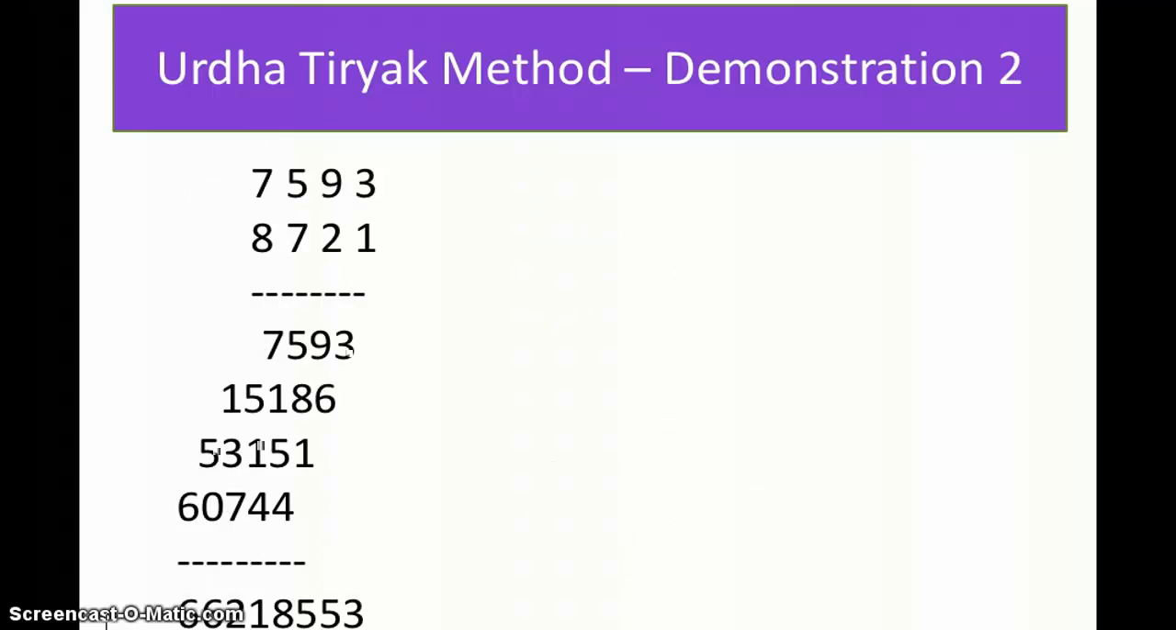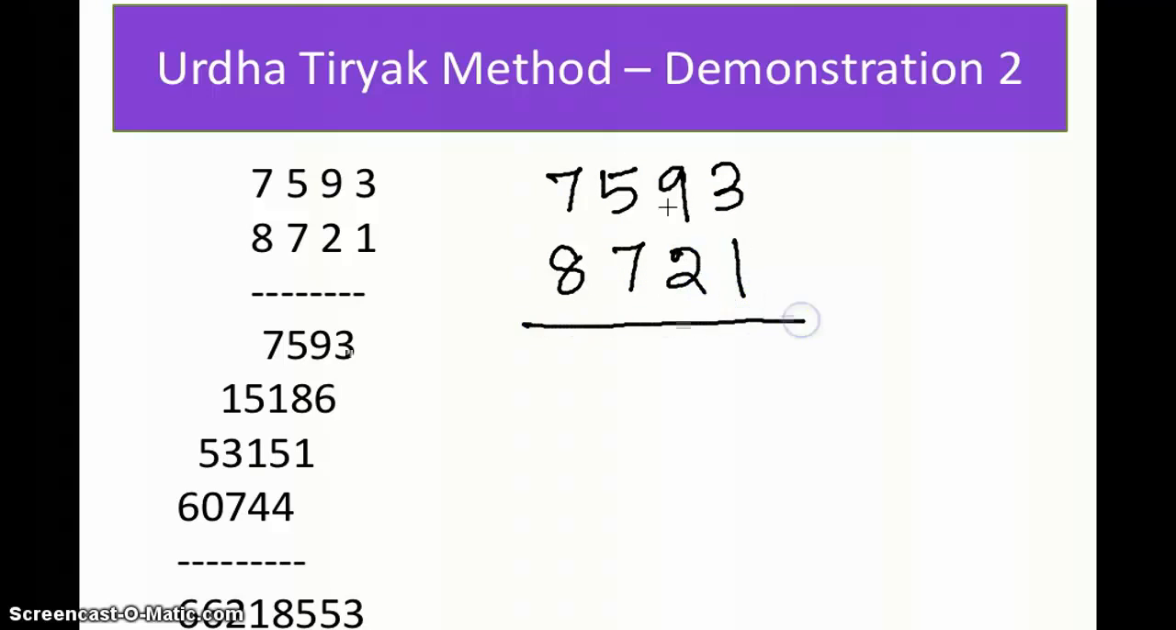So here we have multiplied 7593 and 8721. So what you can see is the conventional way. Let's try it out in the Vedic way. So the numbers are 7593 and 8721. As we know, we will start the multiplication from this side only.